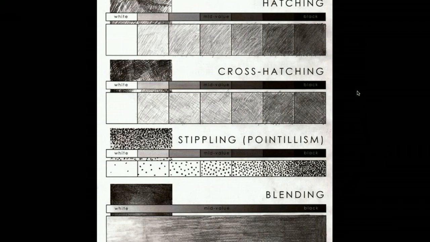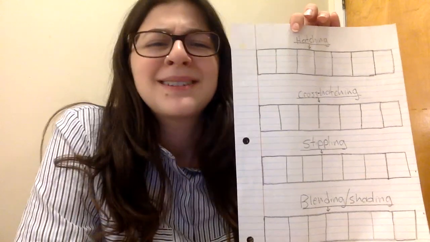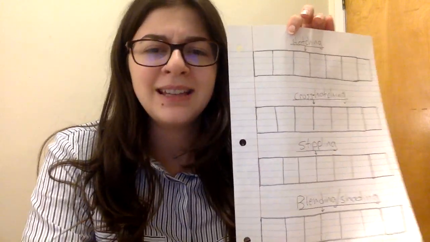So once you're done creating your outline for your value scale, you can press play and we will work alongside each other and make our very own value scales and start to fill in each box with the different values. Guys, so now that you've created your value scale outline, you've made your boxes and you've labeled them hatching, cross hatching, stippling, and blending, dash shading, we're now going to begin to fill them in. And there's no perfect way or perfect formula to create these value scales.